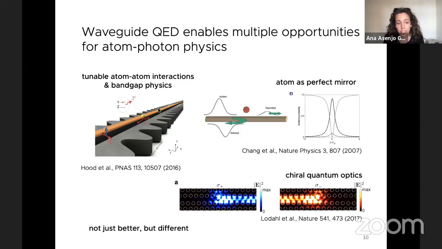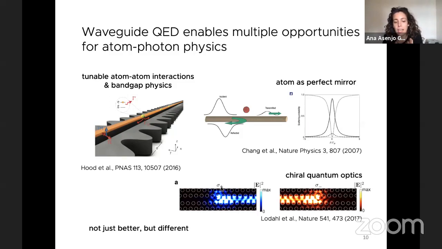And another option that is enabled by these dielectrics is, for instance, chiral quantum optics. In chiral quantum optics, you benefit from the intrinsic helicity of the near field of the dielectric. And basically this helicity couples with the polarization of an emitter. So, you know, it has selection rules.